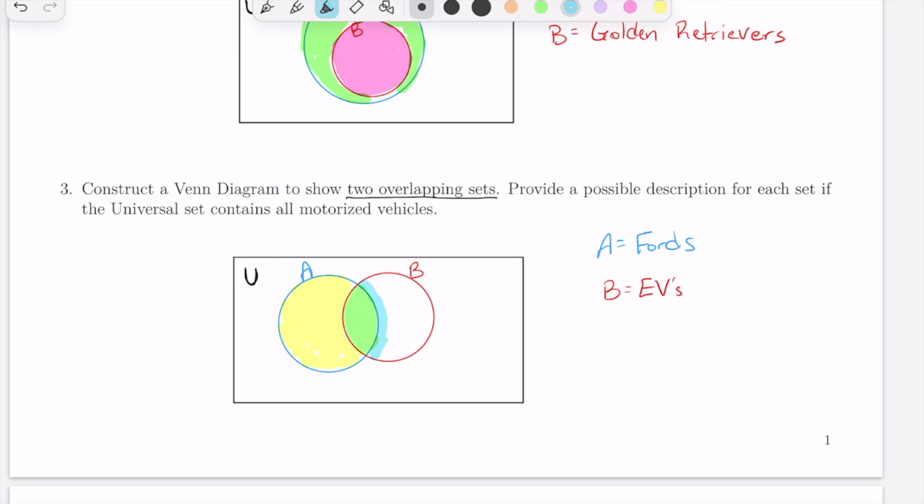And then there's some vehicles that are not Fords, but they are electric vehicles. So those would belong out here in that blue part. So for example, like Tesla Model 3 would be out there in the light blue section. So the green section represents vehicles that are both Ford and EVs. Okay.